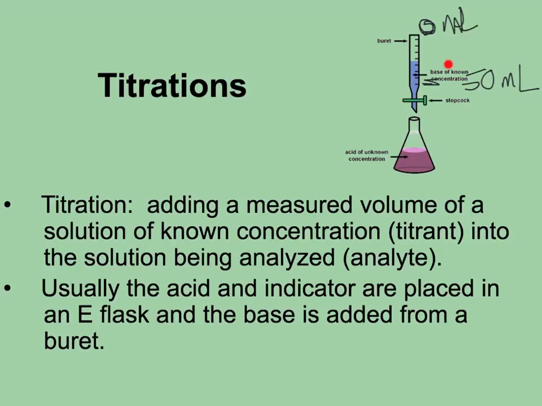If you look at your chemical equation with the acid and the base, you can use the molar ratio to go from moles of base to moles of acid. So you can calculate the moles of acid you used. And if you have the volume of the acid that you've put in your Erlenmeyer flask, if you have the volume and the moles, then you can figure out what the concentration is.